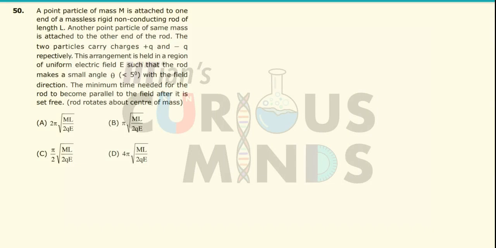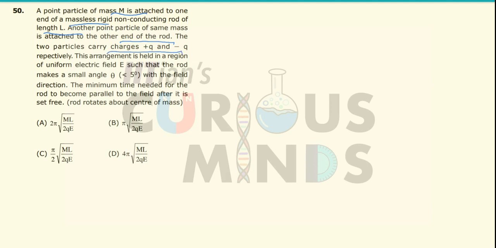A point particle of mass m is attached to one end of a massless, rigid, non-conducting rod of length L. Another point particle of the same mass is attached to the other end of the rod. The two particles carry charges plus q and negative q respectively.